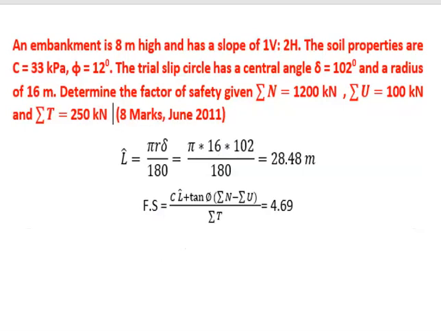Here the sum of normal components and sum of tangential components and sum of water forces are also given. So since the water force is given, we have to deduct the water force from the normal components. Since it is a submerged slope, we have to deduct the water force from the normal components. And to estimate the arc length, we have to use the equation pi R delta by 180. Here all the values are given, R value is given, delta value is given, so that we can estimate the arc length. And using this equation, we can estimate the factor of safety.